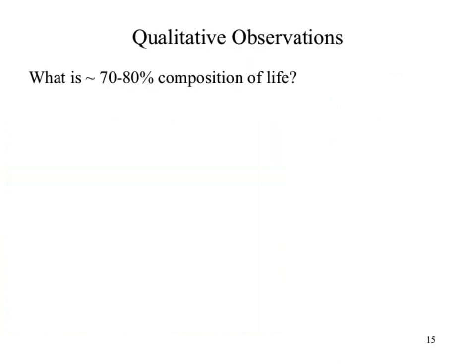Tutoring center. Let's start with qualitative observations. We've all existed for some number of years. We might have been able to make an approximate quantitative observation on light. What is 70–80% of life?